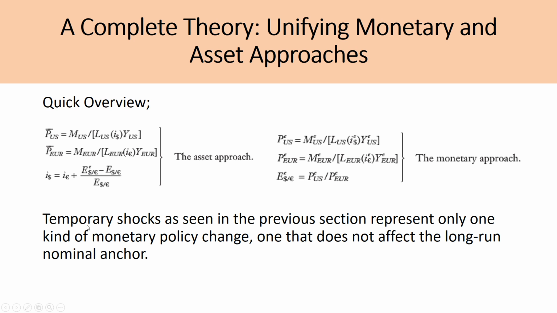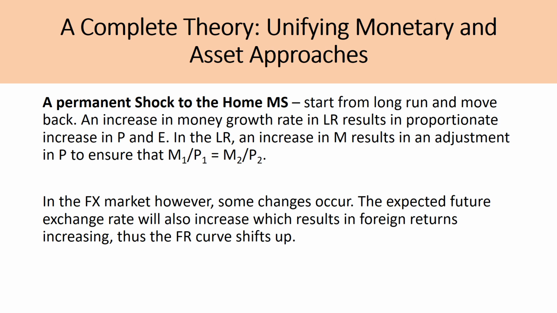Okay, and so temporary shocks, as seen in the previous section, represent only one kind of monetary policy change, one that does not affect the long-run nominal anchor. So when you're talking about temporary shocks, you're not going to be looking at the monetary approach. You're only going to be looking at the asset approach. Whereas if you're looking at permanent shocks, you have to represent it in both the monetary and asset approach. Okay? So let's look at permanent shocks.